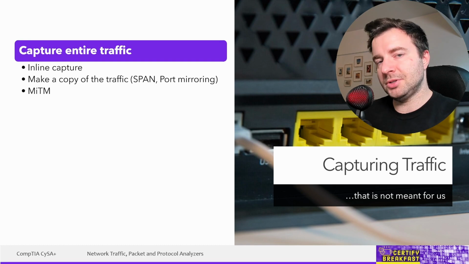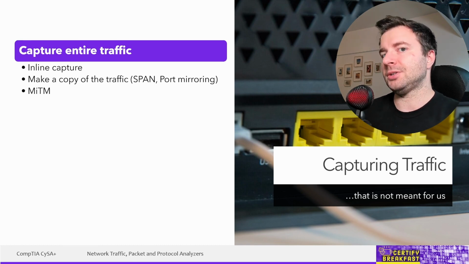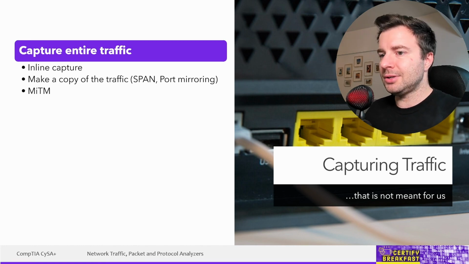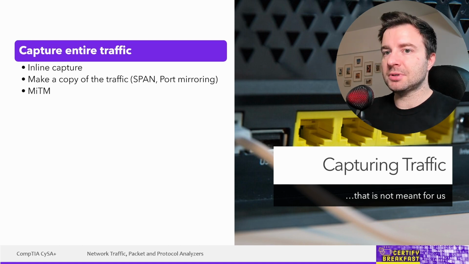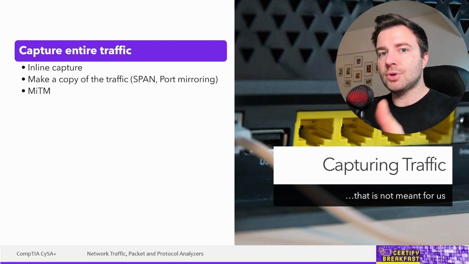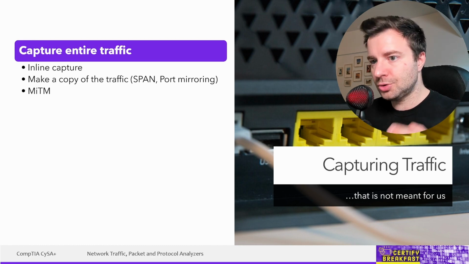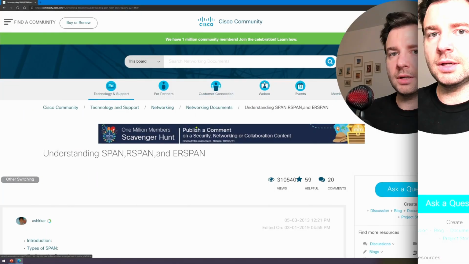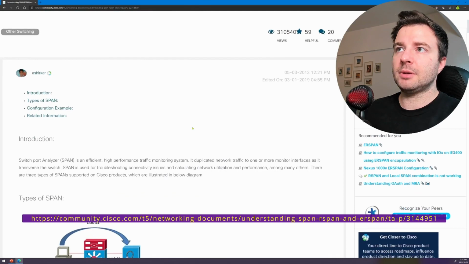Now, a better way would be to configure your networking devices, switches most likely, with a feature called SPAN if you're using Cisco switches. You're going to find it under the name of port mirroring or traffic mirroring in other vendors' products. But it basically relies on the fact that the network device can be configured to take all the traffic from one or more ports and create a copy of that traffic onto a different port where your packet analysis software is located.